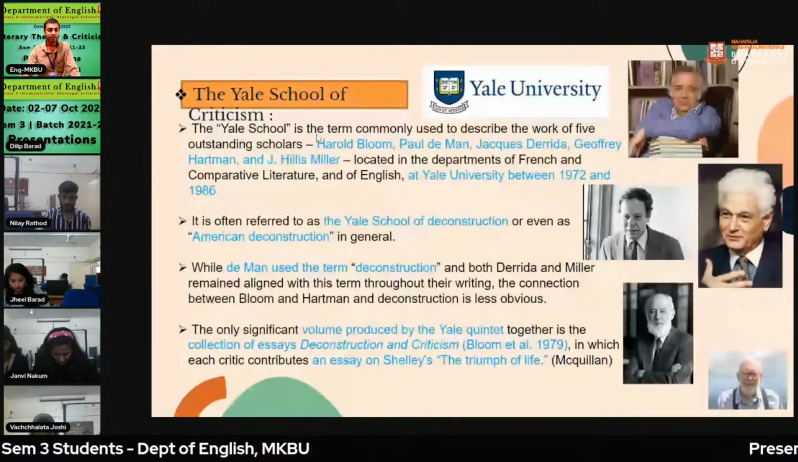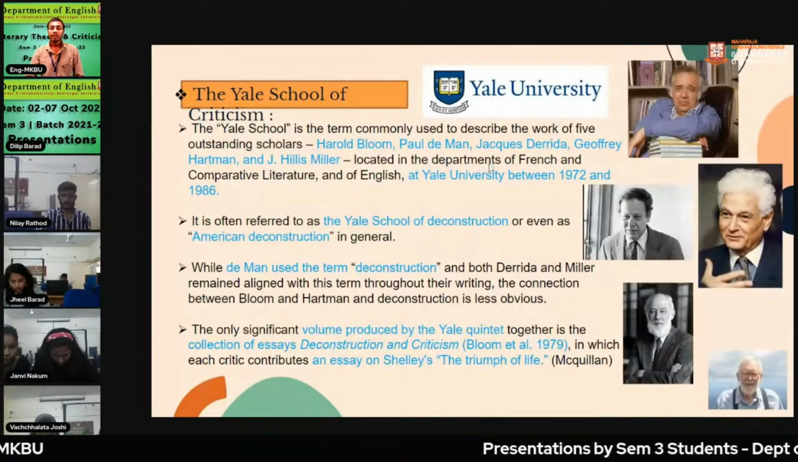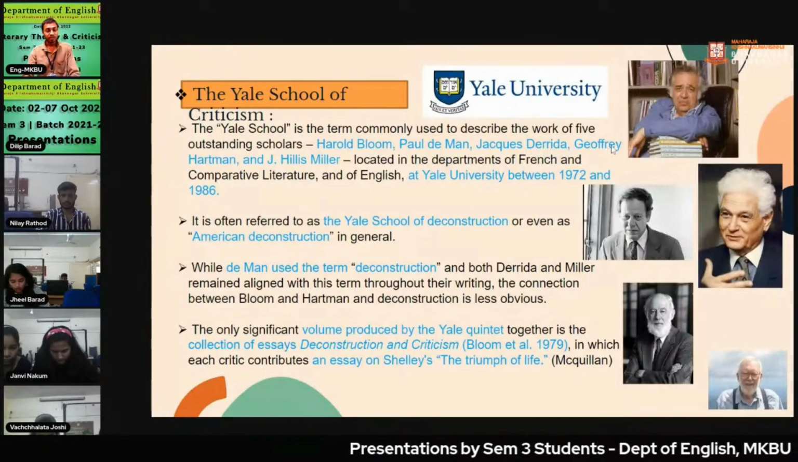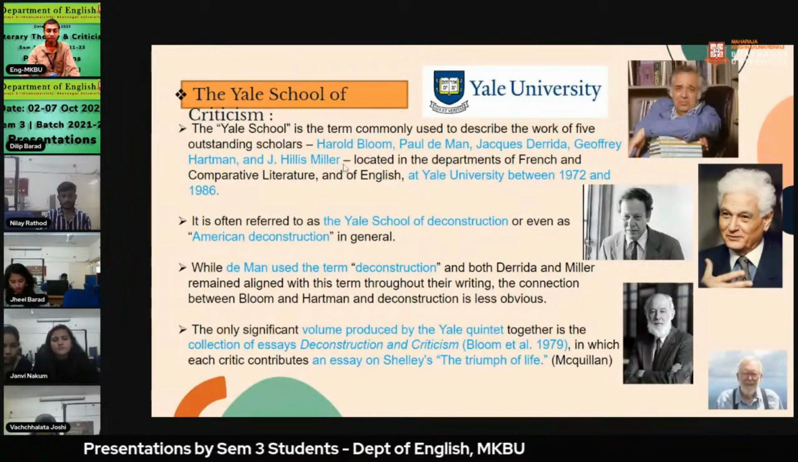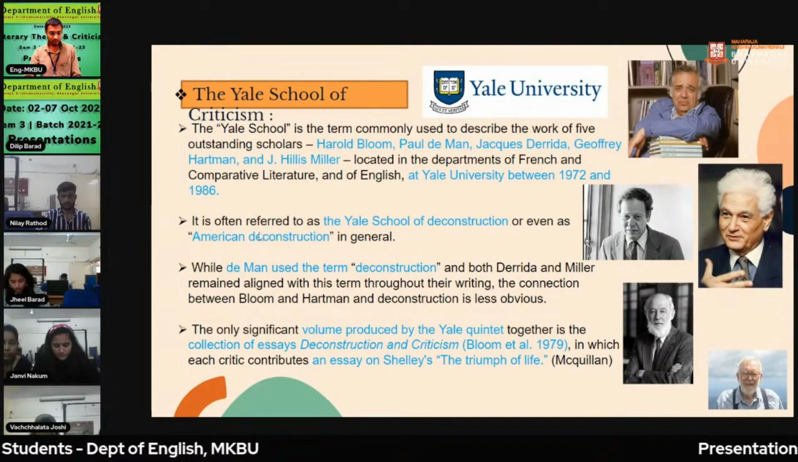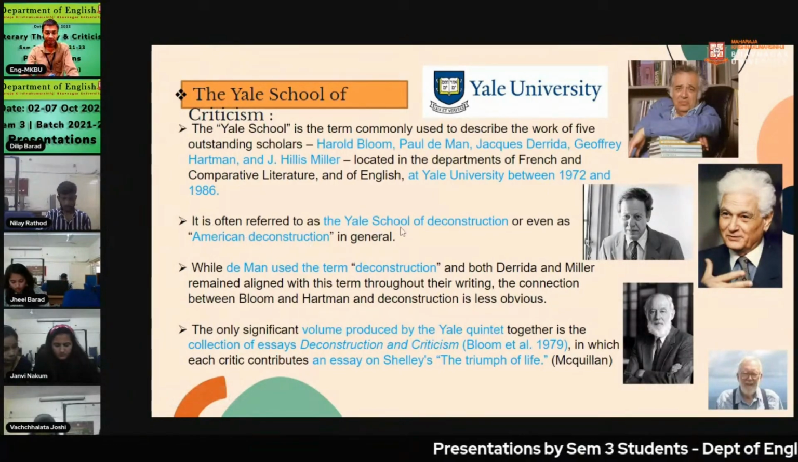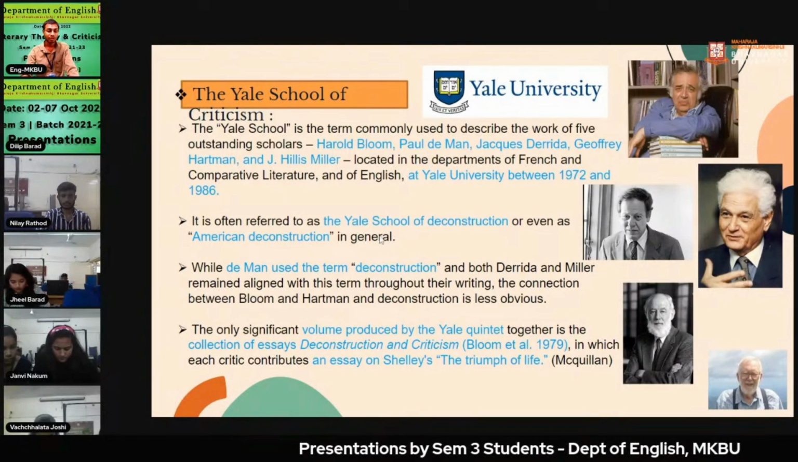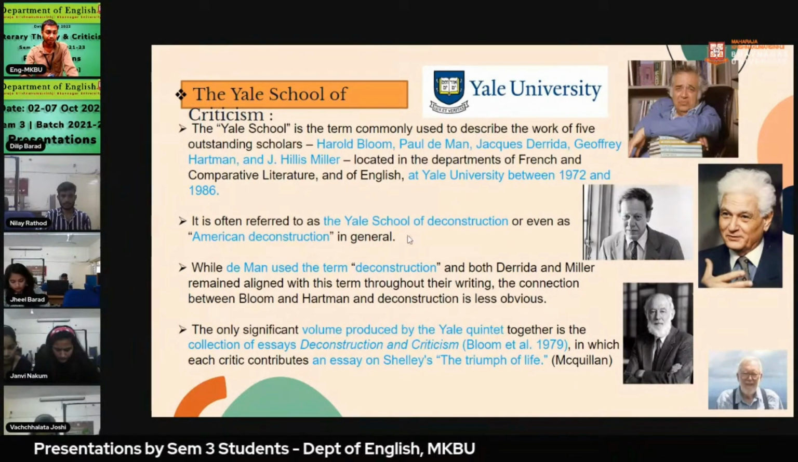Like first one is Harold Bloom. Second one is Paul de Man. Third one is Jacques Derrida, and fourth one is Geoffrey Hartman, and the fifth one is Joseph Hillis Miller. And second point is that it is often referred to as the Yale School of Deconstruction or even as American Deconstruction in general. So the Yale University is situated in America. That is why the name is given like this, American Deconstruction.